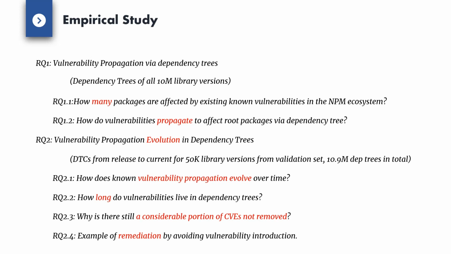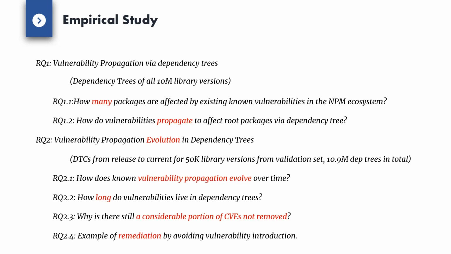Next, we extend to the time dimension and investigate the evolution of vulnerability propagation via dependency tree changes. We take 50,000 library versions from the validation set to calculate all dependency trees from their release to experiment time, and we obtained more than 10 million dependency trees in total. Based on these dependency tree changes, we investigate how known vulnerability propagation evolves over time. How long do they live in dependency trees? Why are there so many vulnerabilities unable to be automatically excluded by dynamic dependency tree changes?